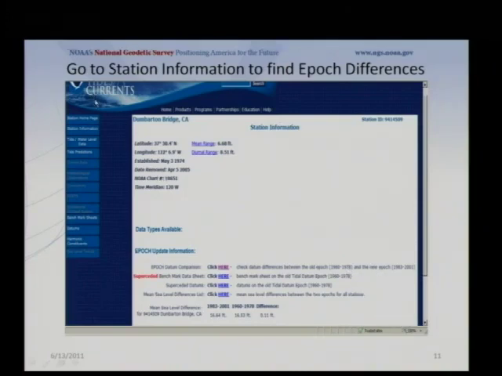This is the page that shows your station information. And I wanted to, as I said, this is a learning experience for me. So one of the things that I found that was confusing are these dates. I learned that these dates don't mean what they look like.